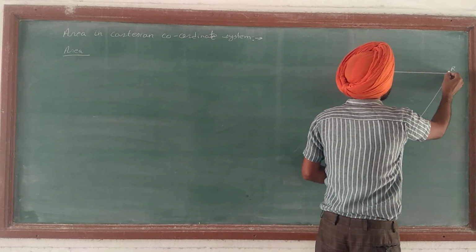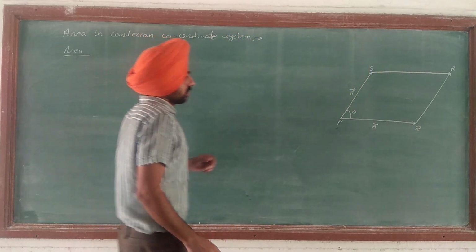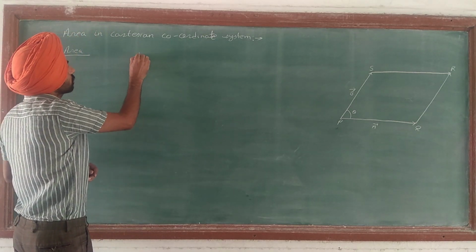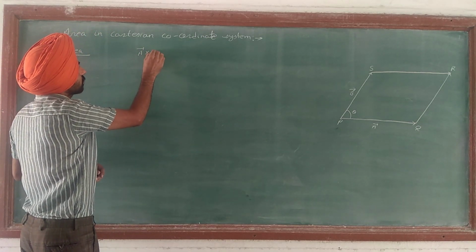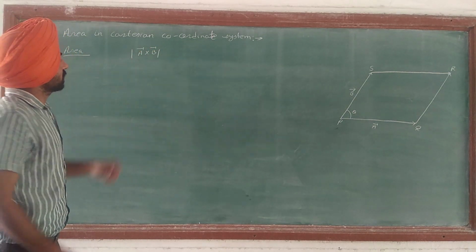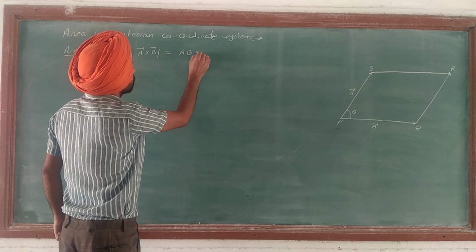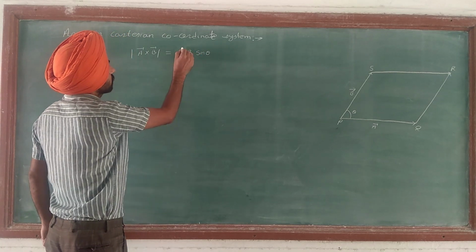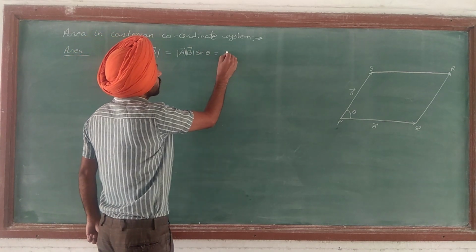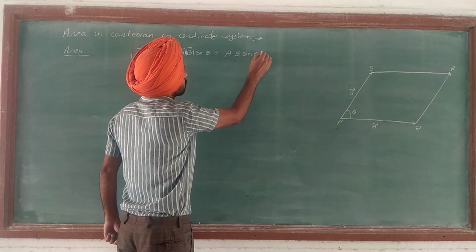Let us complete the diagram first. Now, in this diagram, if I take the vector product of vector A and B, then its magnitude is |A cross B| equal to AB sine theta in terms of magnitude. So we can rewrite this as AB sine theta.